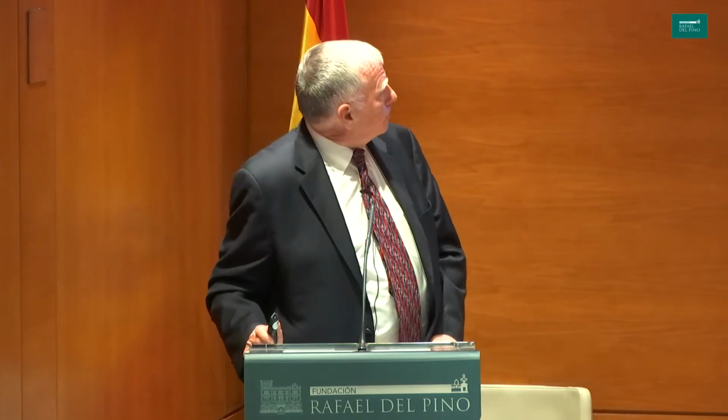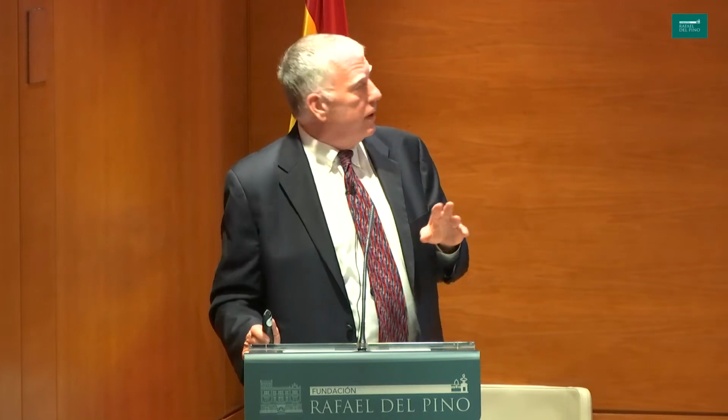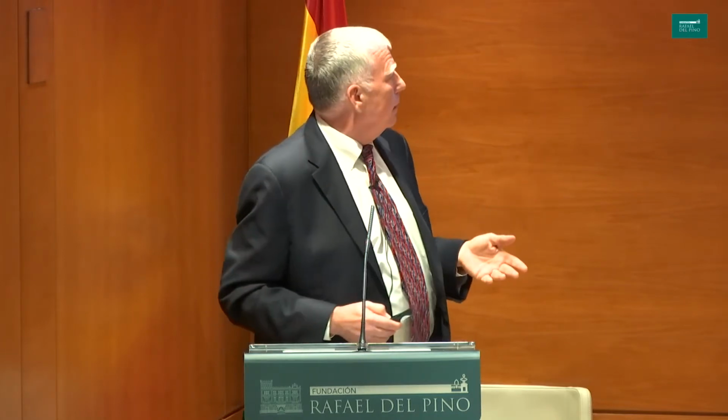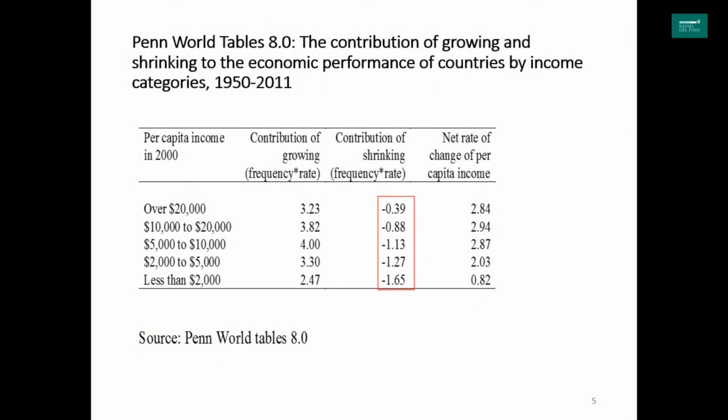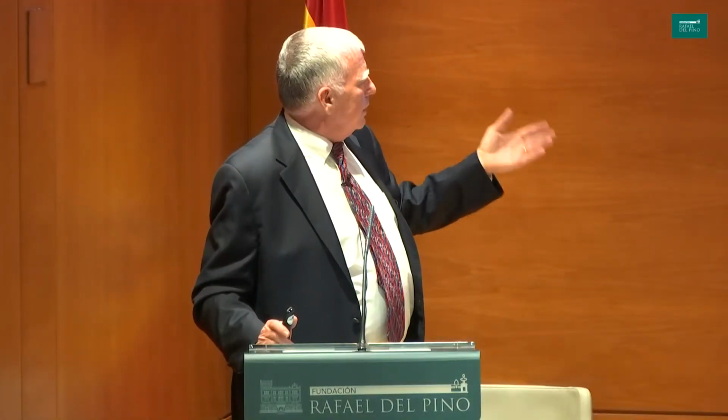And what the table shows is the contribution of growing, that is the growing rate times the growing frequency, in the first column, the contribution of shrinking, which is the shrinking frequency times the shrinking rate, in the second column. And so those are the numbers you really want to look at. If you think, well, the rich countries, and the countries are sorted by income, the top column is over $20,000 per year, that's in 2005 dollars. And then on down, 10 to 20, 5 to 10, 2 to 5, less than 2.